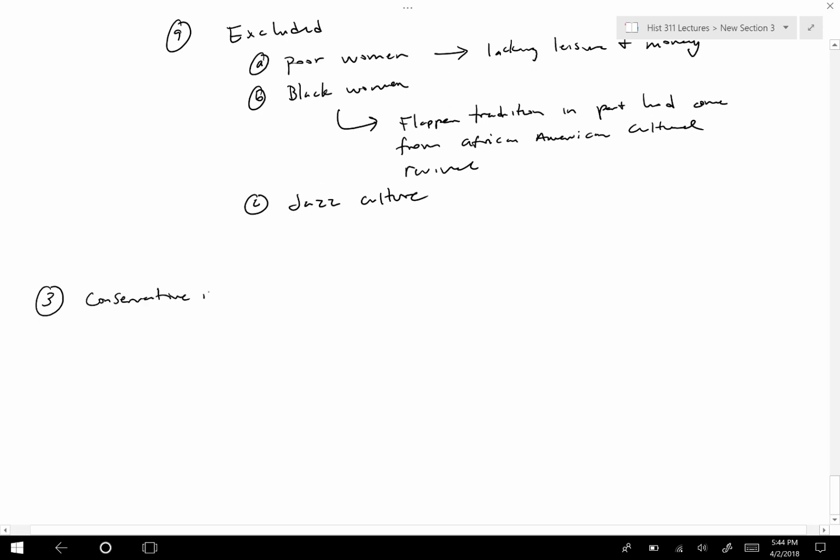Conservative reactions. One of them, and we'll actually talk about women's right to vote, but is going to be prohibition. Okay, and one of the things is prohibition comes about because of women's right to vote.